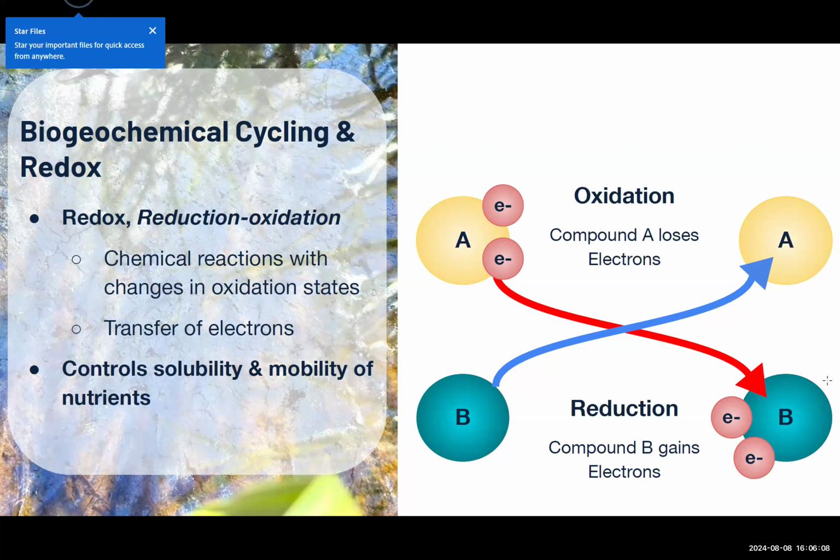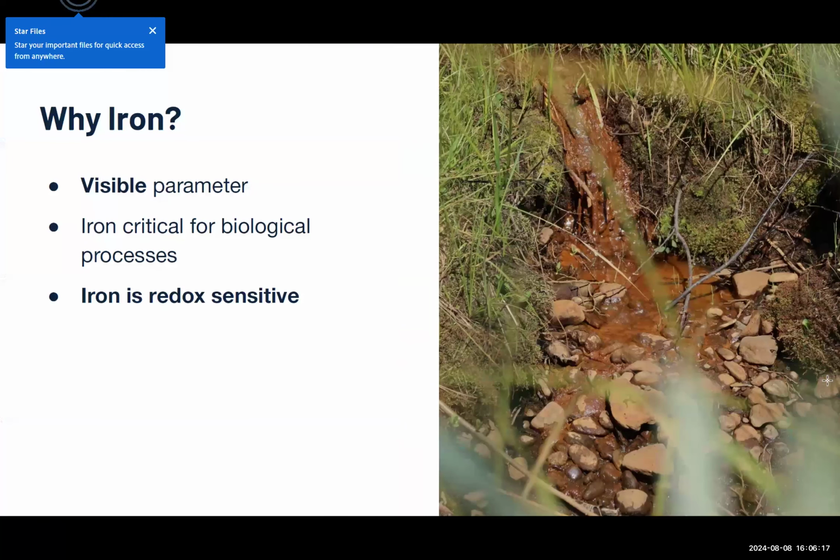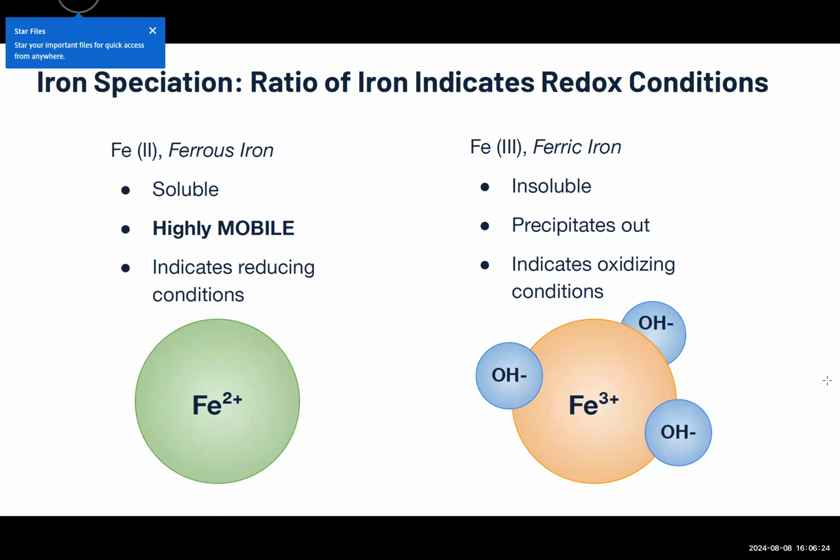And why am I looking at iron? Number one, iron is a highly visible parameter. It's also critical for a lot of biological processes, and most importantly for me, it's redox sensitive. So iron has two distinct species, iron 2 and iron 3. And the ratio between those species helps indicate what the redox conditions in that environment are.